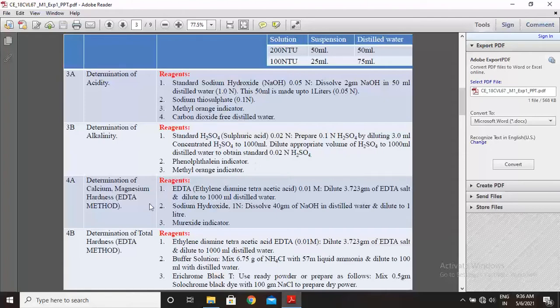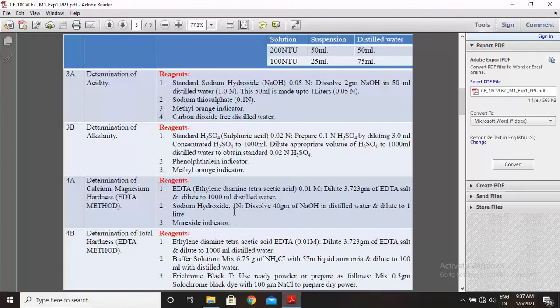Next experiment, determination of calcium and magnesium hardness by EDTA method. For this, these are the reagents required. EDTA salt of 0.01 molarity is required. To prepare this 0.01 molarity EDTA reagent, dissolve 3.723 gram of EDTA salt and dilute to 1000 ml double distilled water.